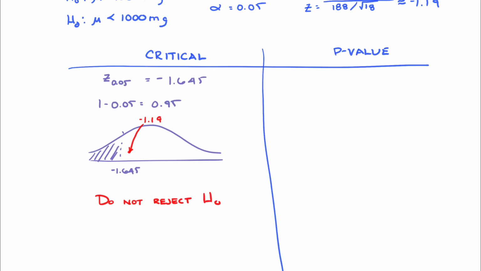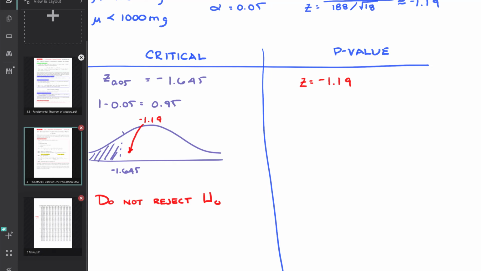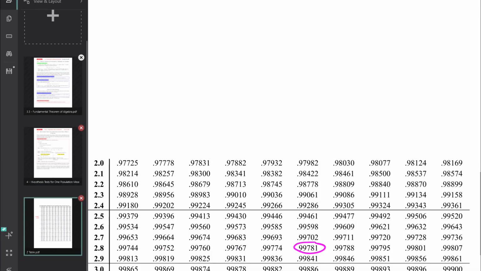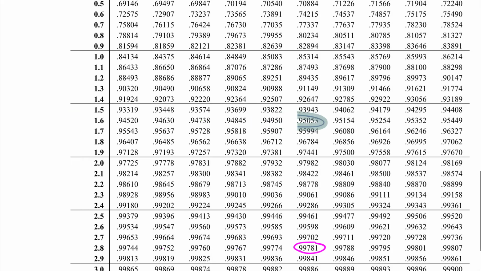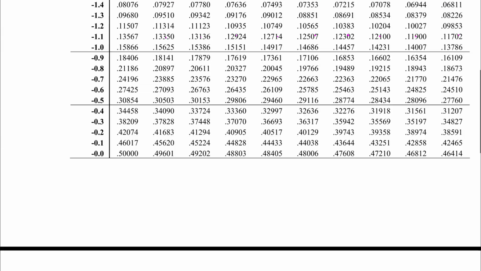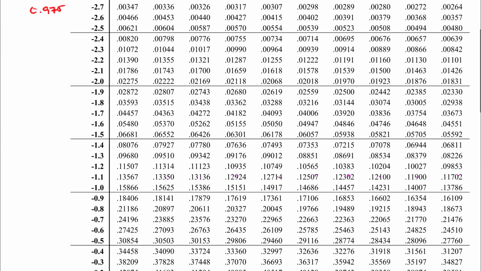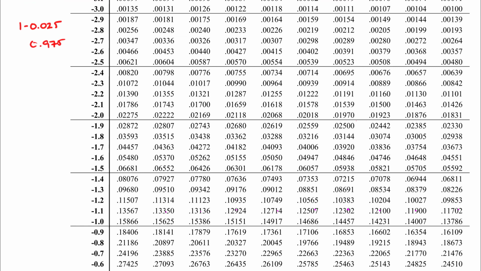the null hypothesis. And then when we look at the p-value approach, we want to find the area under the curve associated with negative 1.19. And because it's a left-tailed test, we don't have to do anything fancy with the z-table. We just simply go in here and we find the area associated with negative 1.19. And we're going to find that that is 0.11702.